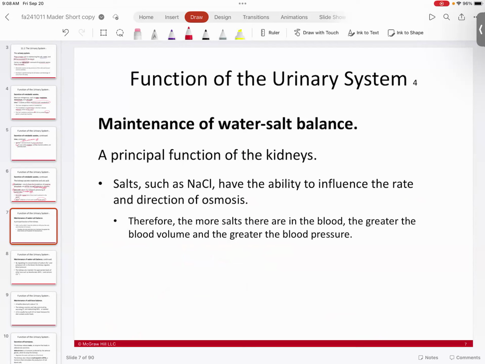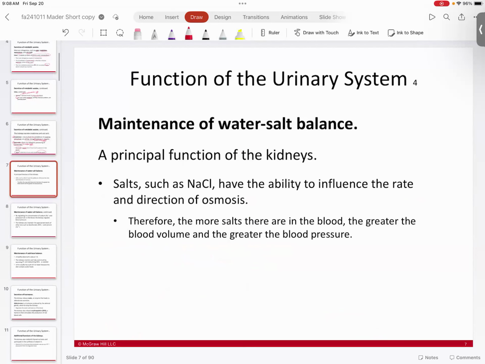Now, waste is kind of the stuff that most people probably identify with when they take a look at the urinary system. So what does the urinary system do? The water-salt balance is probably the most important function of the kidneys. And this is really the key. This is the key function, the principal function of the kidneys.